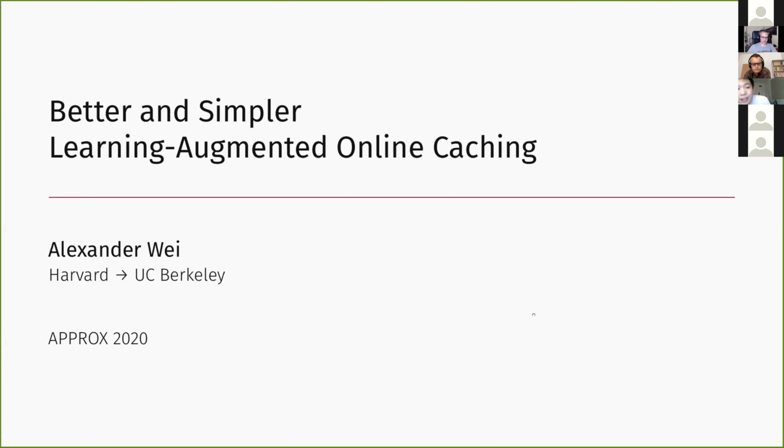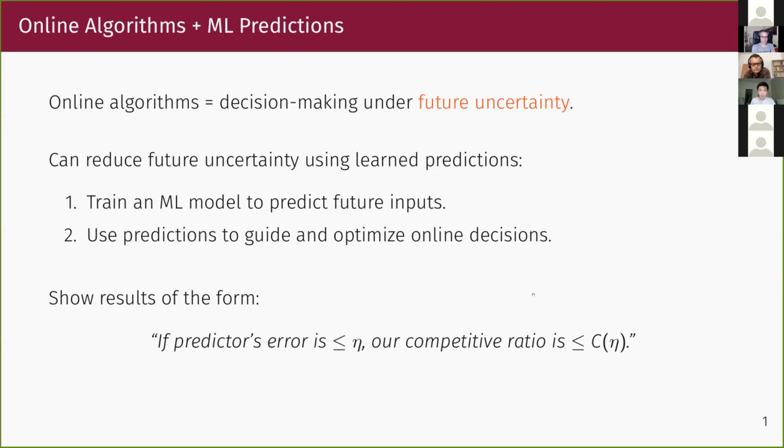Okay, cool. So I'll be talking about better and simpler learning augmented online caching. To start off, I'll first talk about the broader question of online algorithms with ML predictions. Online algorithms are all about decision making under future uncertainty. Today we'll see this idea of online algorithms with ML predictions applied to the specific problem of caching.